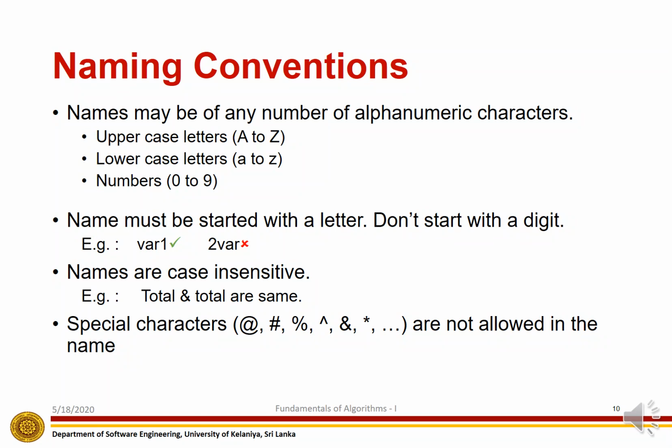The next condition is, in algorithms, names are case insensitive. It means uppercase letters and lowercase letters are considered as the same letters. For example, in here, Total that starts with a capital T and total that starts with a simple t are considered as the same name.